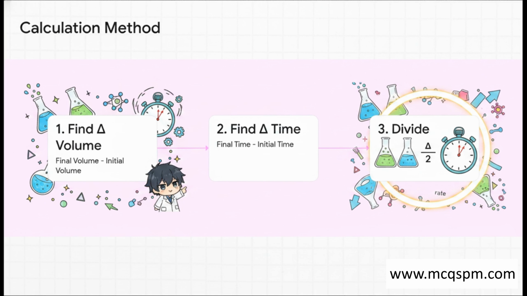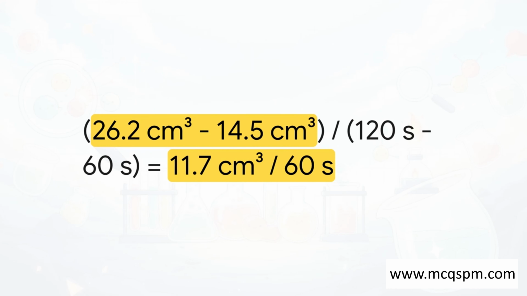Step 1, find the change in whatever you're measuring. In this case, volume. That's just final minus initial. Step 2, find the change in time. Again, final minus initial. And step 3, you just divide the change in volume by the change in time. That's your average rate formula. Easy. So let's plug in the numbers.